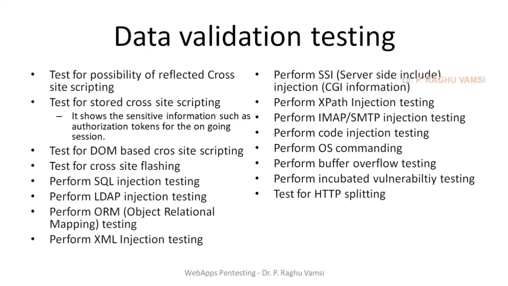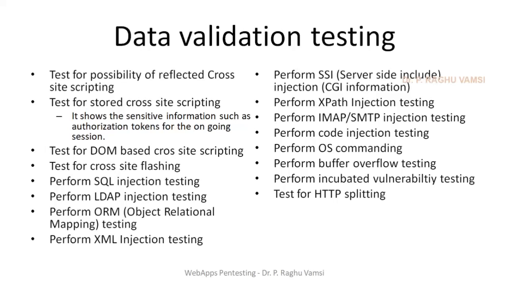Okay. Next is perform XML injection technique. Perform SSI. SSI means server side include. Usually server side scripting will be there, which executes at the server level, which is called common gateway interface information, that kind of thing. Next is perform XPath injection testing. It is especially used for checking paths, path traversals and all. Next is perform IMAP or SMTP injection testing. Perform code injection testing. Perform OS commanding.